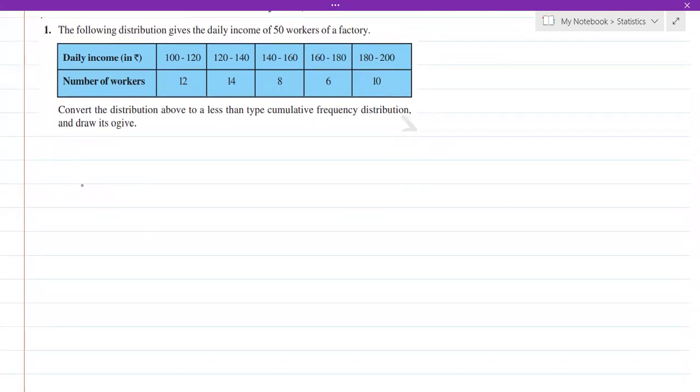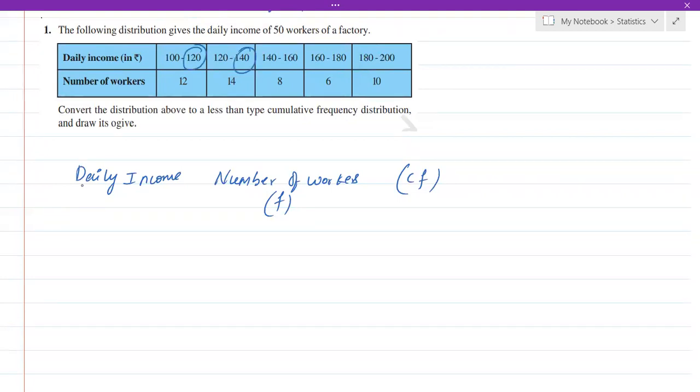It's very simple. Daily income is the first column. The second column will be the number of workers, which is F in this case, then CF. Now, daily income is 100 to 120, 120 to 140, and so on, as given in the question. Now you're going to consider only the upper limits in the less than type.